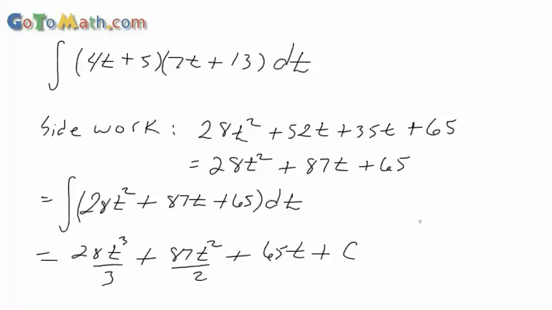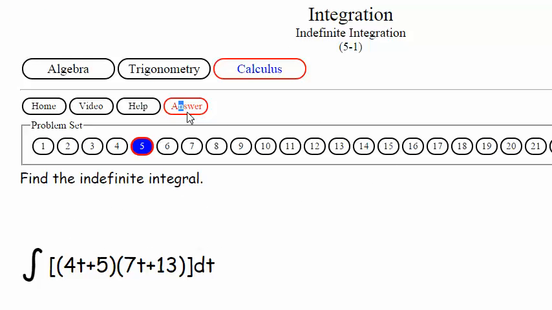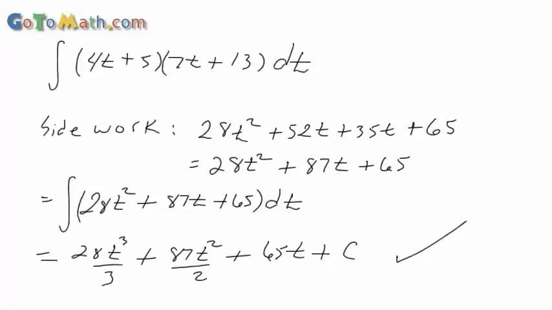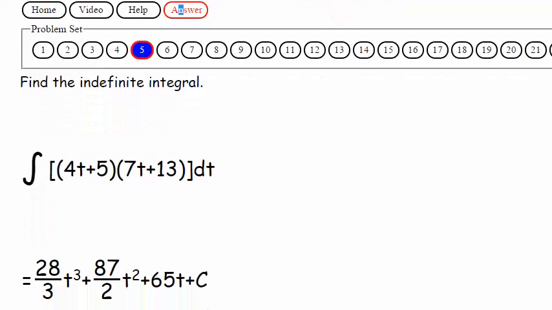All right, so it doesn't look like this stuff breaks down any further than that. All right, so let's remember this: 28 over 3 t cubed, and hopefully everything works out on that deal. All right, let's see something here real quick. 65t plus c, yeah. Okay, so we go down here. So we had 28 over 3 t cubed. Was it t cubed? Yeah, plus 87 over 2 t squared plus 65t plus c. All right, so it looks good.